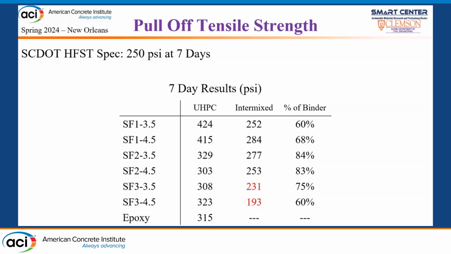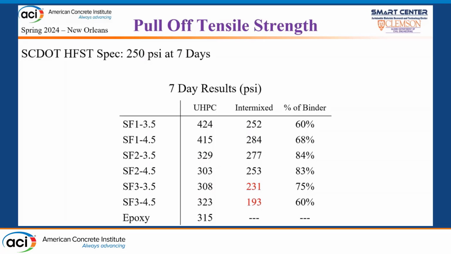If we look at our epoxy here at the bottom, the reference mix that we went off of, those had strengths of about 315 psi at 7 days. Versus our UHPC mixes alone, we're somewhere between 300 and 400 psi. So really good, being that we're exceeding epoxy in some situations.